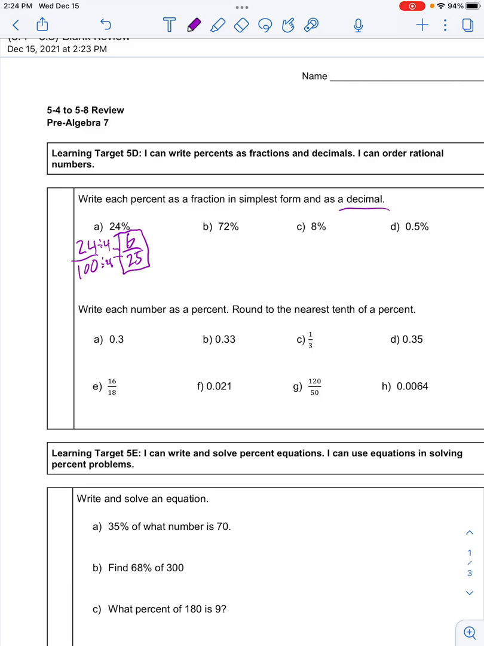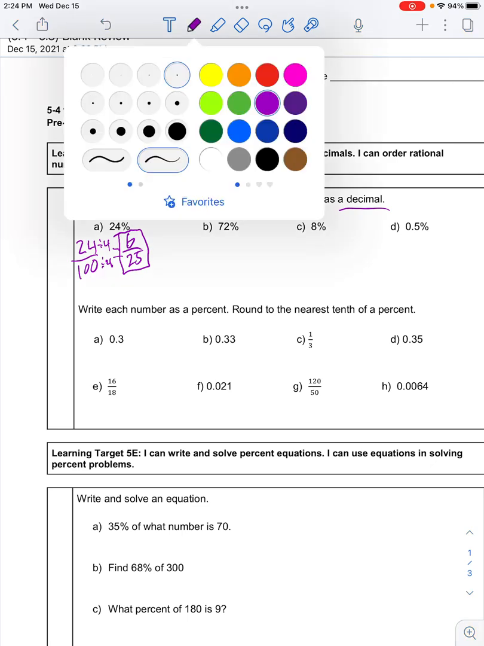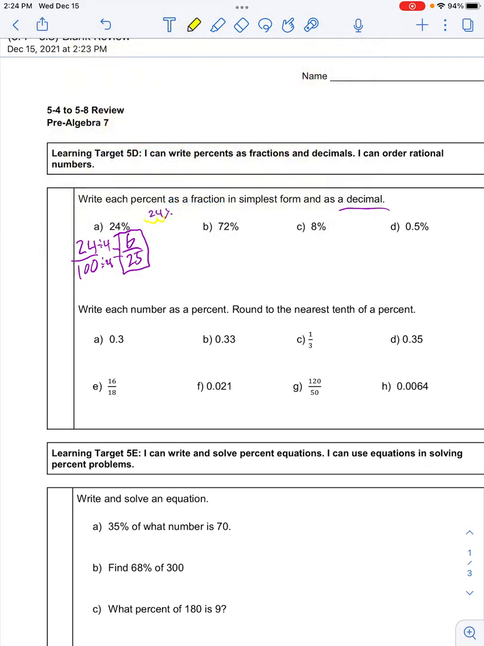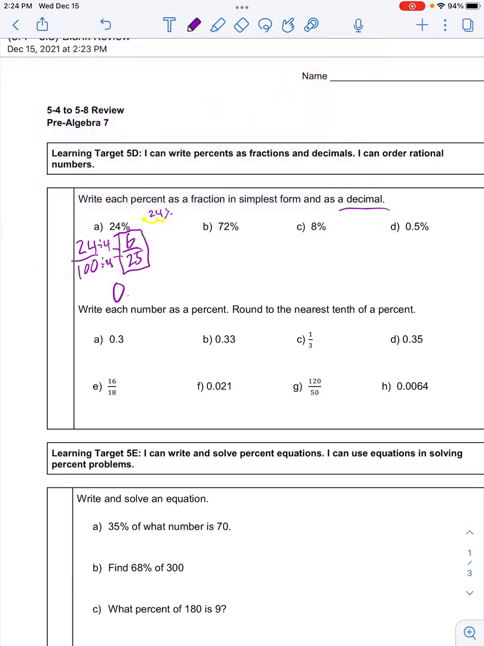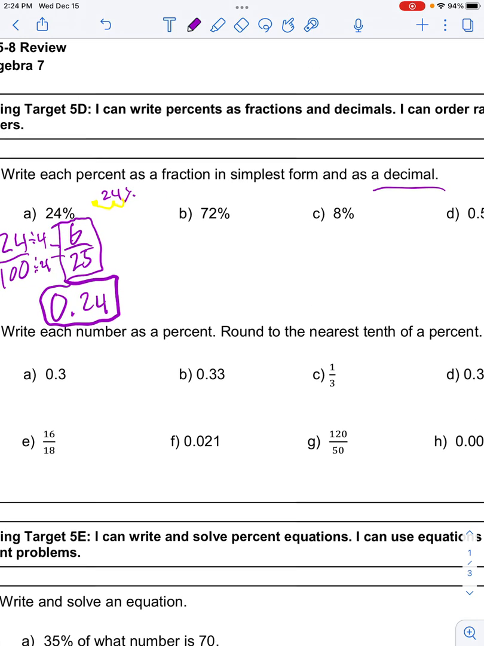And then it does say as a decimal. So again, 24%. If I move the decimal over 2 spots, that gives me 0.24 as a decimal.